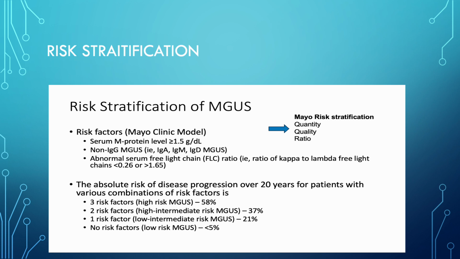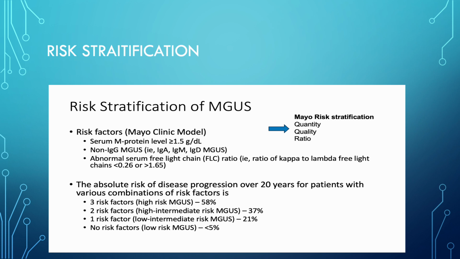The foundation of the Mayo Clinic model risk factors is the quantity, the quality, and the ratio. If we talk about the quantity, that means the serum M protein level is more than or equal to 1.5 grams per deciliter. If we talk about the quality, it's a non-IgG type, that is IgA, IgM, or IgD. And the ratio means an abnormal serum free light chain ratio, that is a ratio of kappa to lambda free light chains less than 0.26 or more than 1.65.